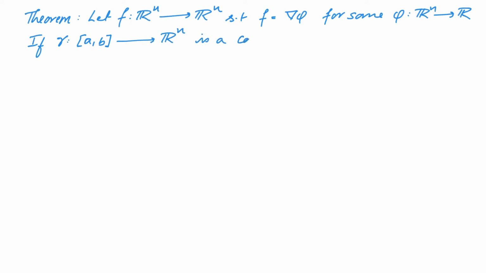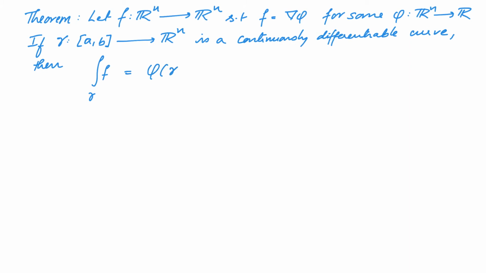More precisely, if gamma is a function from the closed interval [A, B] to Rn such that gamma is continuously differentiable, then the integral of f along the curve gamma is equal to phi of gamma of B minus phi of gamma of A. Gamma of B and gamma of A are the endpoints of gamma, and as you can see, the integral depends only on these endpoints. And the proof of this result is quite straightforward.